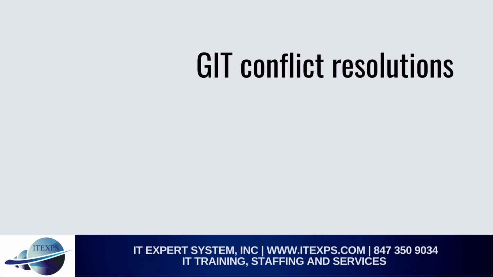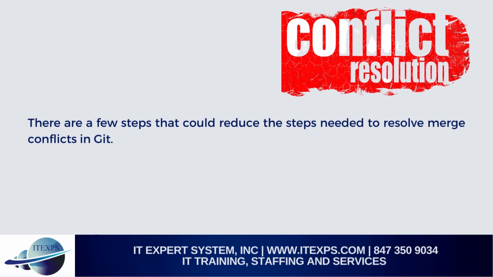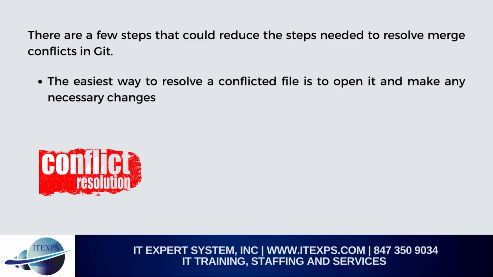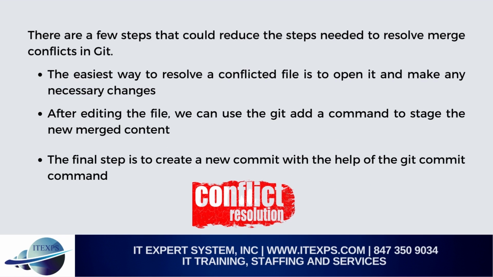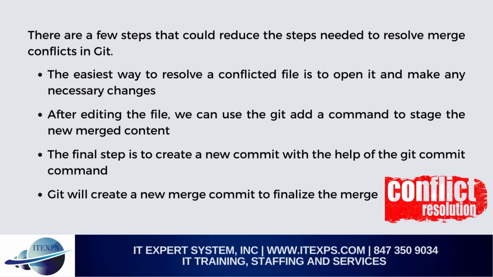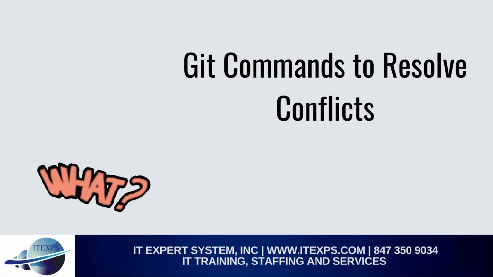Git conflict resolution. There are a few steps that could reduce the effort needed to resolve merge conflicts in Git. The easiest way to resolve a conflicted file is to open it and make any necessary changes. After editing the file, we can use the git add command to stage the new merged content. The final step is to create a new commit with the help of the git commit command. Git will create a new merge commit to finalize the merge.